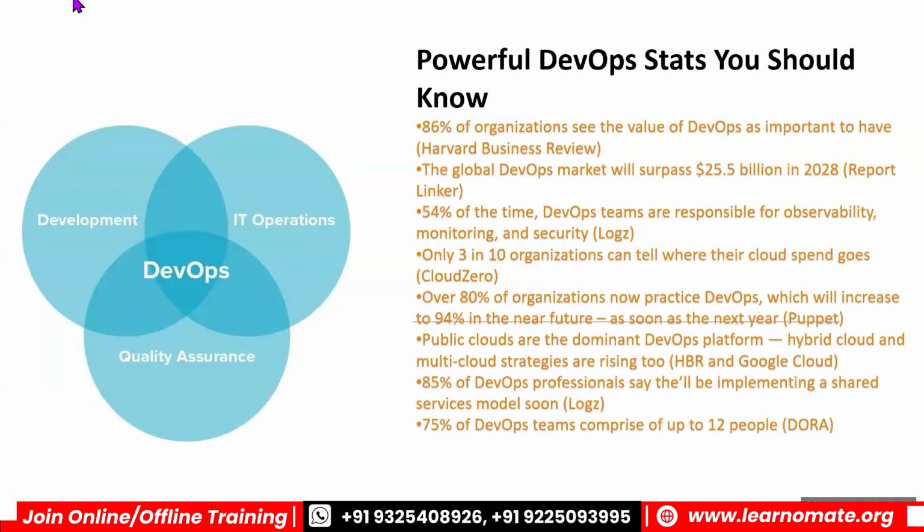Before we go there, I want to show some powerful stats. To be precise, 86% of organizations see a value by implementing DevOps. This is coming from HBR. The DevOps market is going to be more than 25 billion in 2028. In 10 organizations, 3 are going to tell you that their cloud spend is huge, and they want to reduce that. 85% of DevOps providers say they'll be implementing a shared service model soon. And 70 to 75% of DevOps teams comprise 12 people who are looking at different DORA metrics to measure developer efficiency.